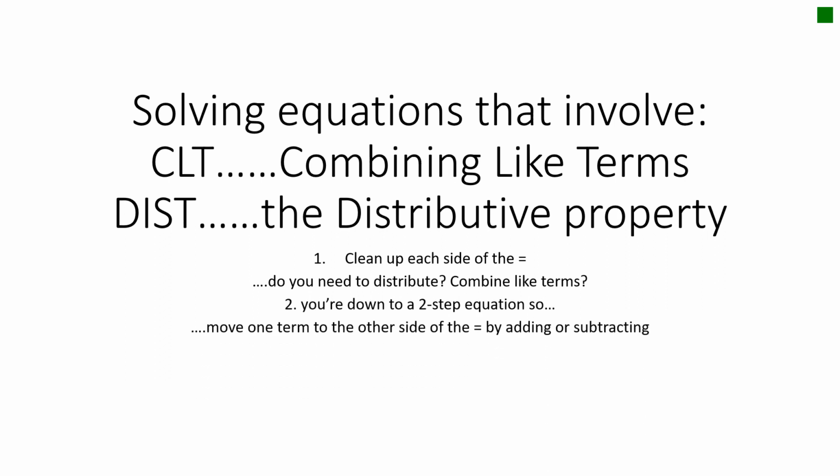So all you're going to do is move one term to the other side of the equal sign by adding or subtracting, and then you're going to get rid of the coefficient by either multiplying, dividing, or using a proportion, depending on which method you like. I'm going to go with the proportion. You can do the division or the multiplication by the reciprocal.